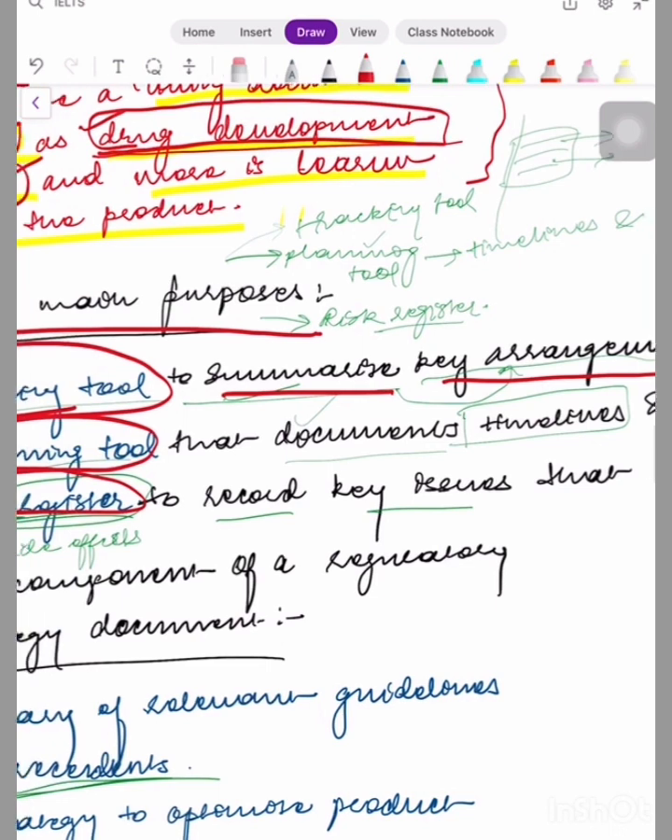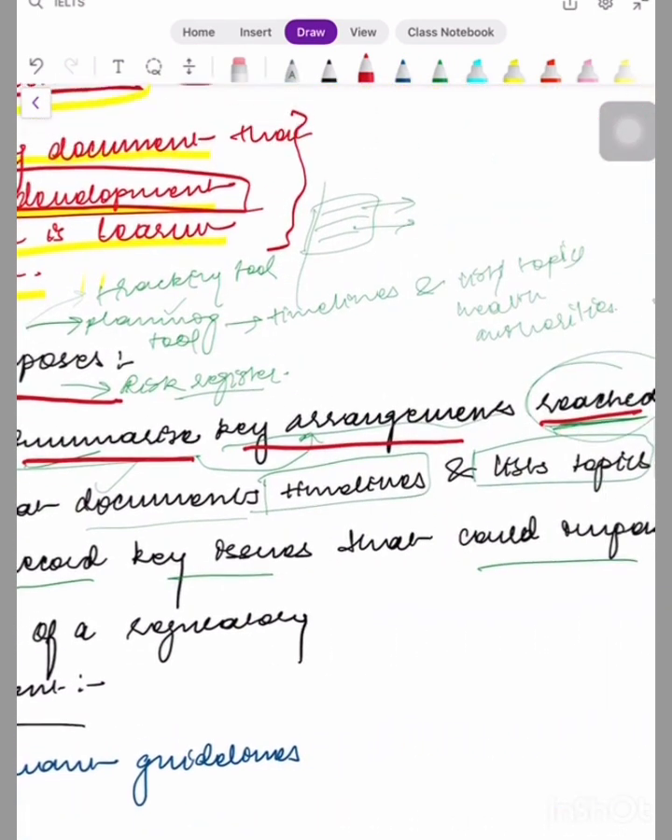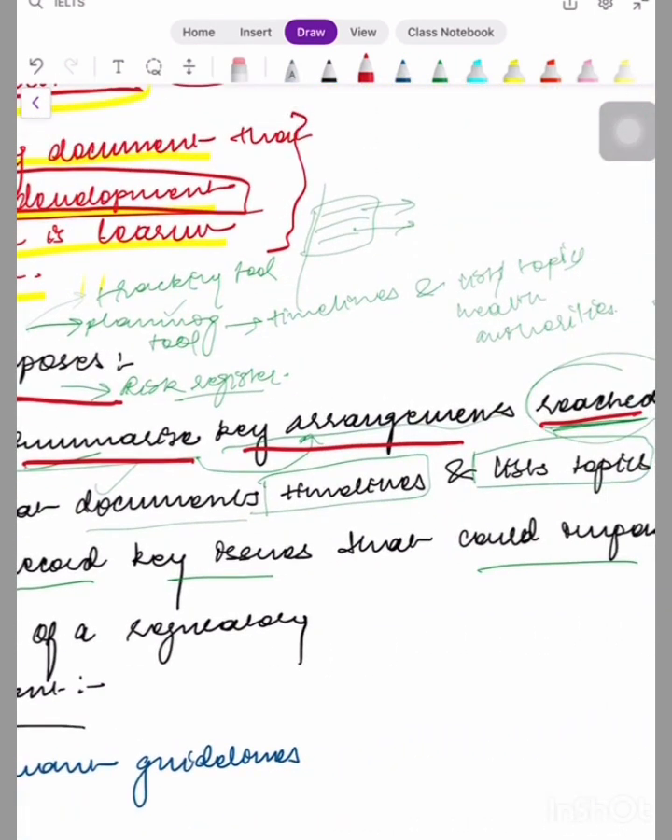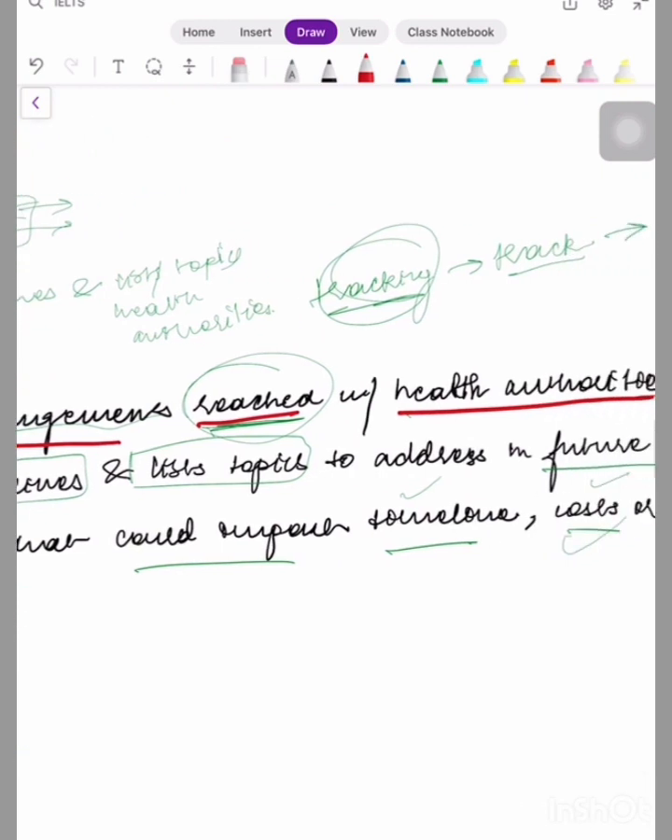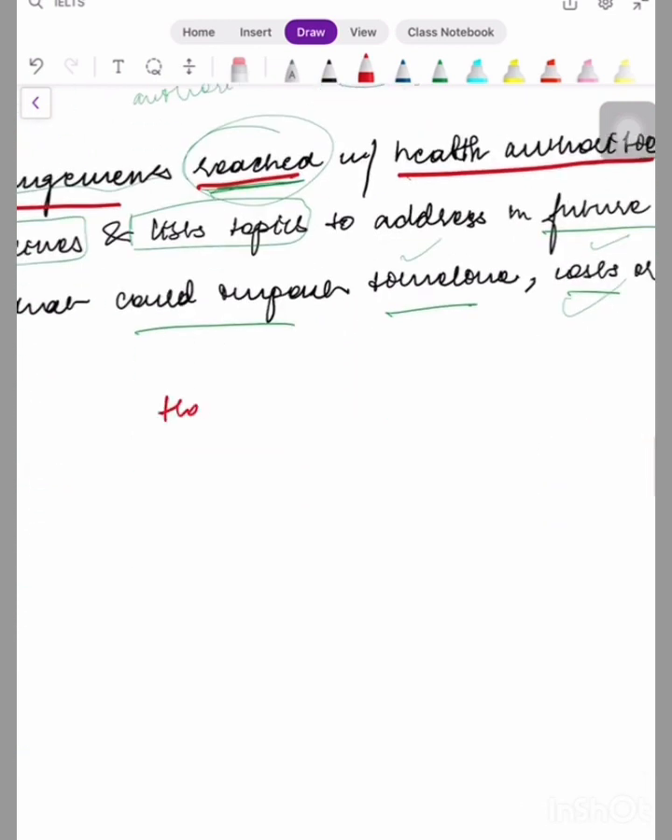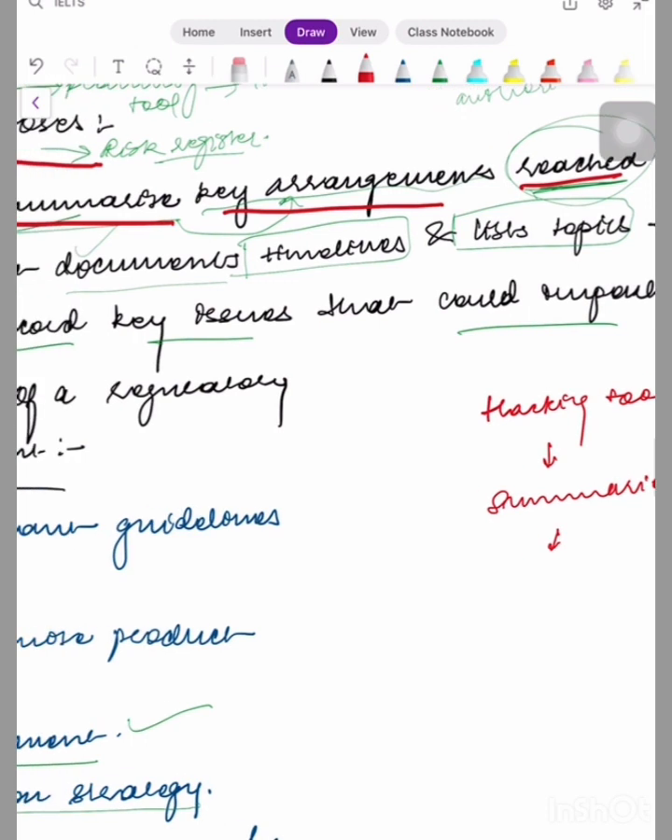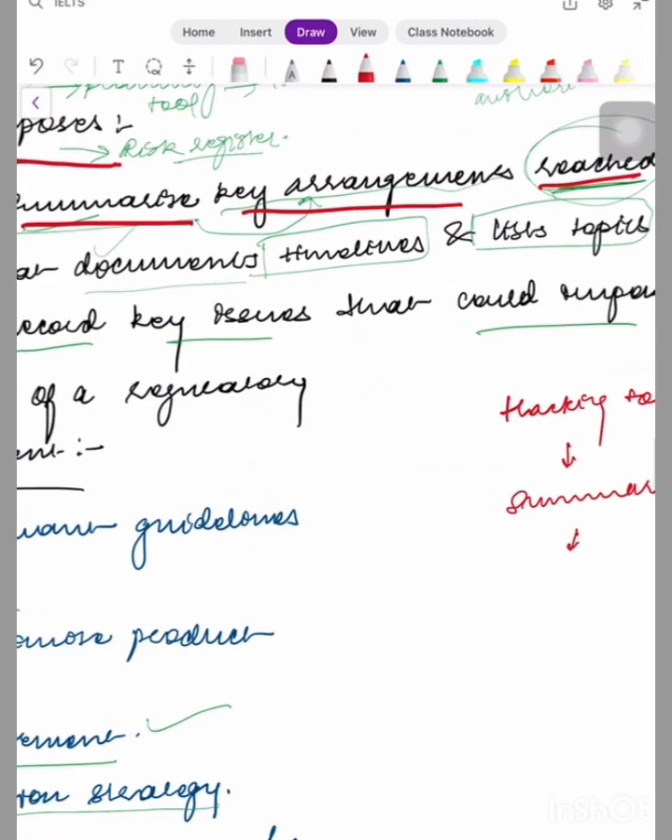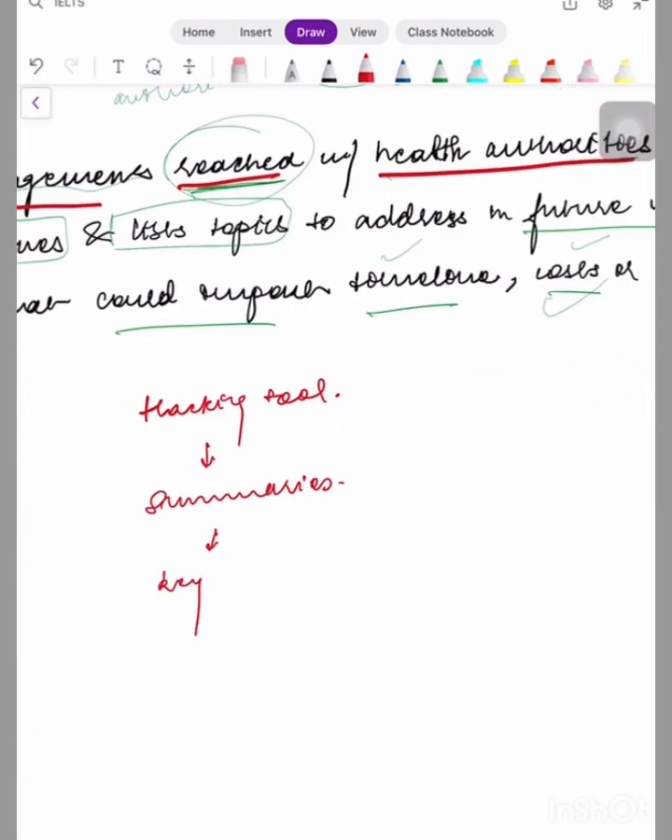So basically, the tracking tool would have summaries. जैसे मान लो ये ट्रैकिंग टूल है हमारा, ट्रैकिंग टूल डॉक्यूमेंट के अंदर बेसिकली क्या रहेंगी, समरीज. अब वो समरीज किस चीज़ के रिगार्डिंग रहेंगी, क्योंकि ट्रैकिंग टूल है तो क्या ट्रैक करेगा वो, the key arrangements reached with health authorities.